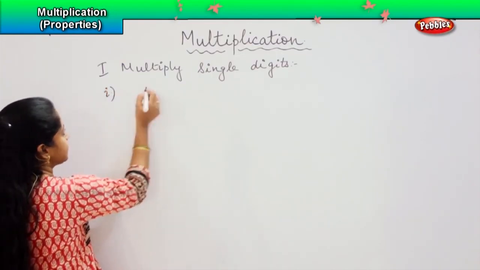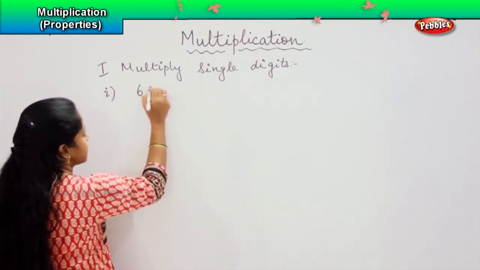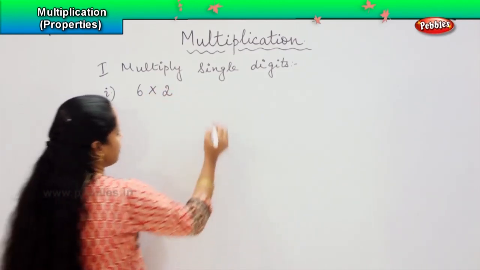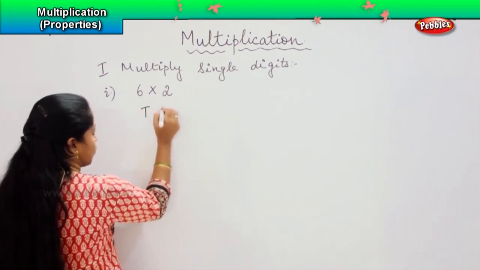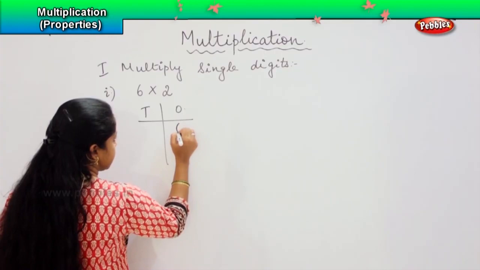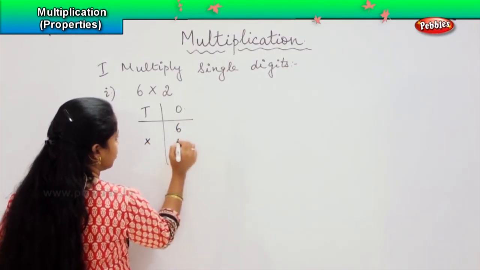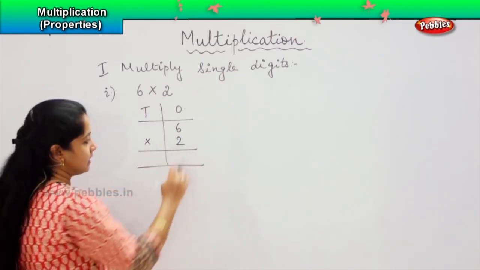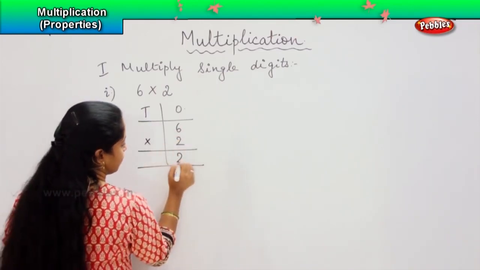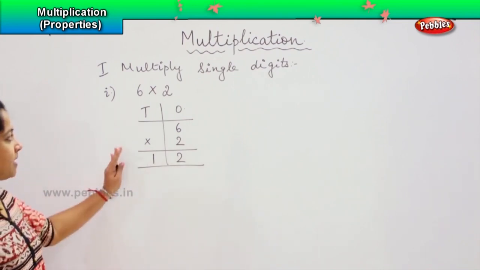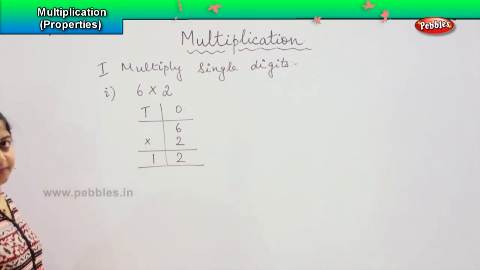For example, I say 6 into 2. Okay, how will we multiply? Tens, ones. So, 6 into 2. Now if I multiply, 6 twos are 12.